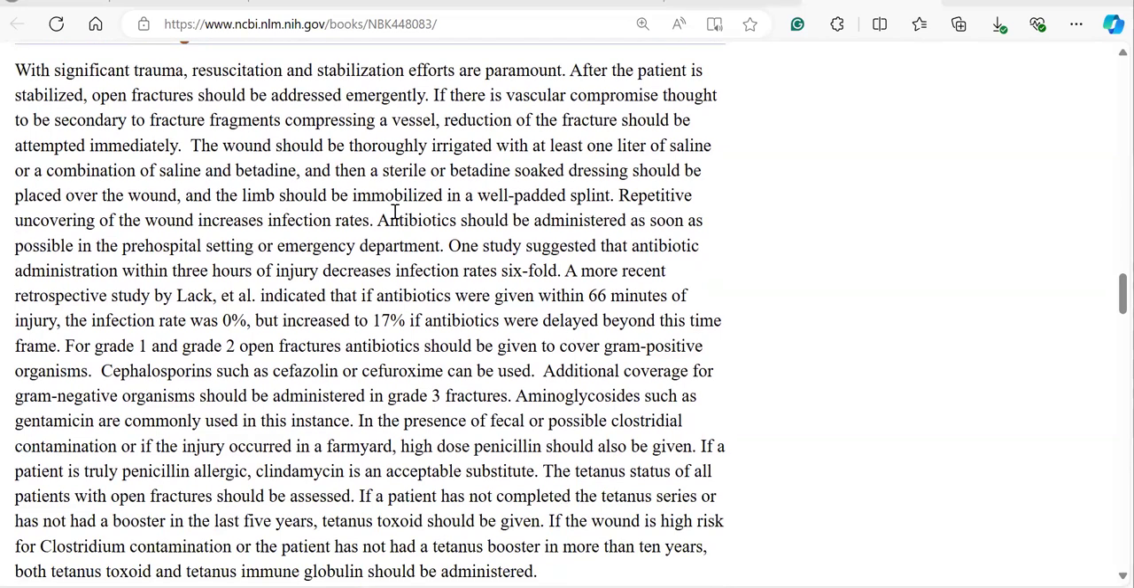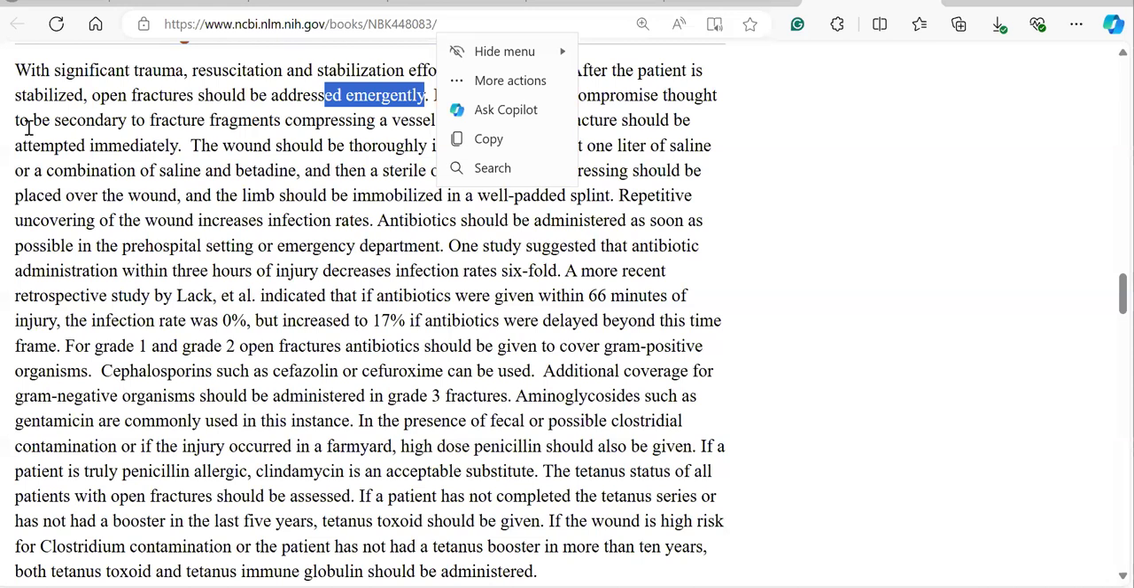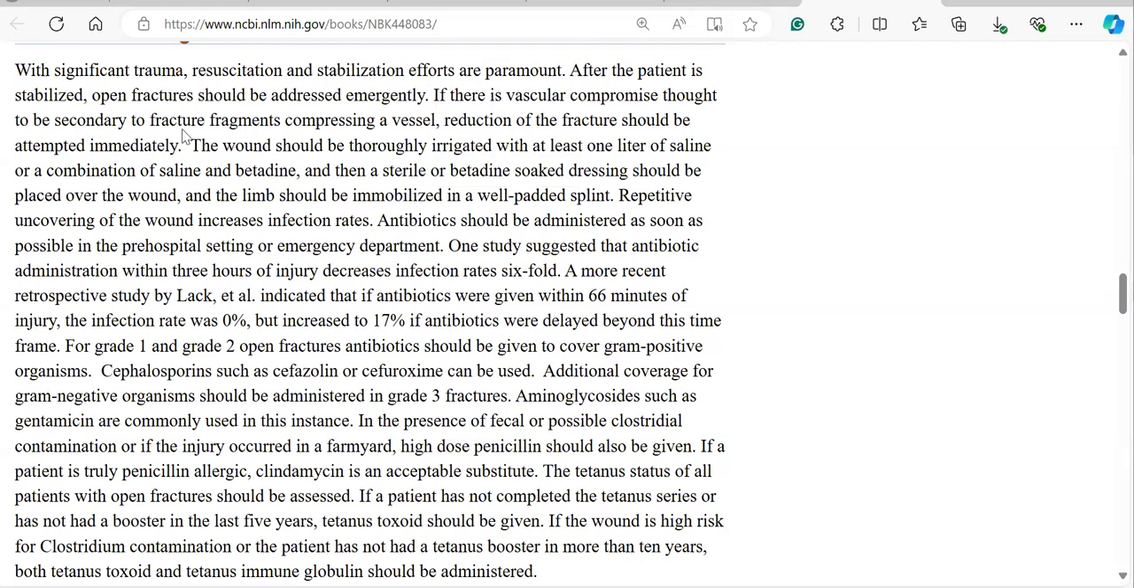If a patient has a severe trauma, then your first job is to resuscitate the patient. After you have stabilized the patient, the open fracture should be addressed emergently. If there is a vascular compromise, thought to be secondary to a fracture fragment compressing a vessel, reduction of the fracture should be attempted immediately.